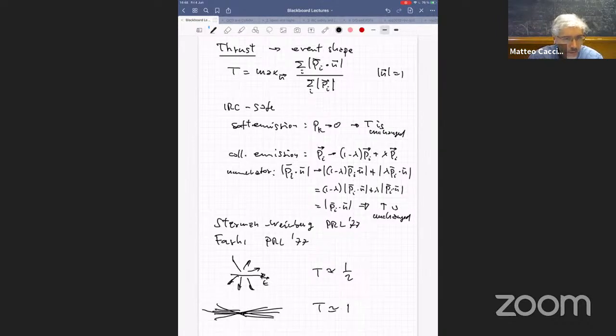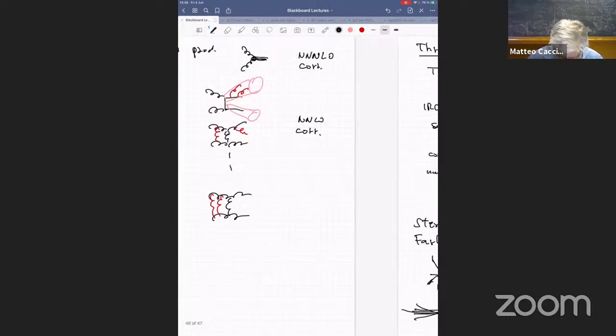Let me perhaps just quickly skip. We'll skip the calculation, I think, because we are not really learning that much. On the other hand, I can show you some results for thrust that I have here, I think.